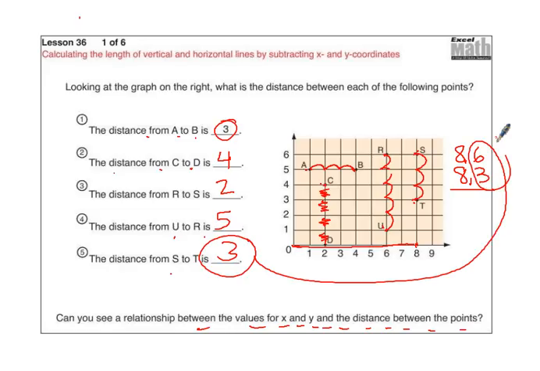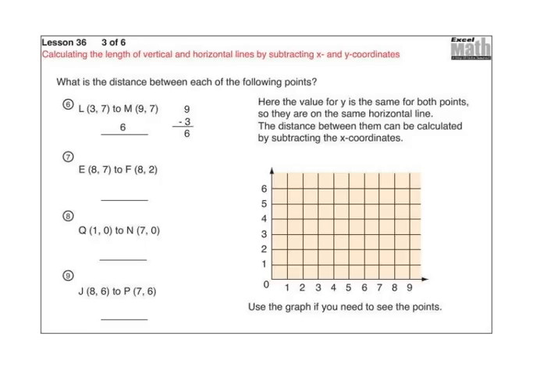Can you see a relationship there of how you could get that distance without having to do these little bumps and have a picture even of it on the coordinate grid? Well, the answer is that the relationship between the y, the 6 and the 3, 6 minus 3 is 3, so the answer is 3. And that would work for every single one of these. So we're going to take a look at how to do those now.